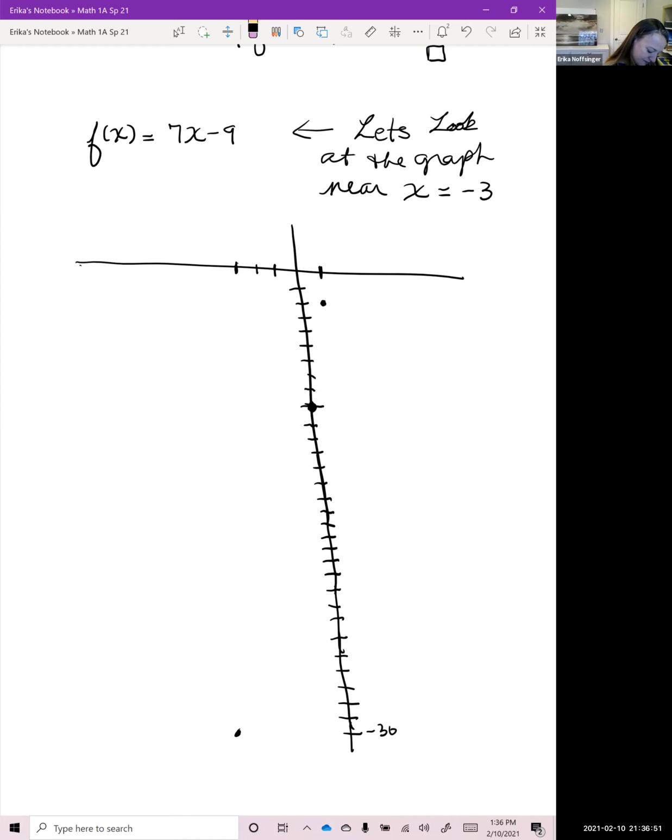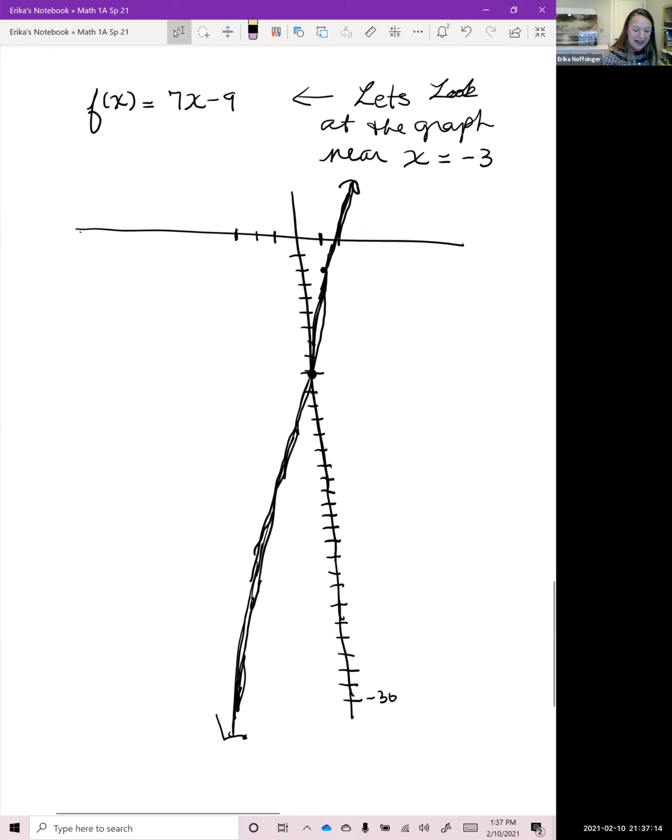Okay, so we have this line. If I can make it straight, I'm trying to make it straight. I know you guys have great imaginations and you can imagine that straight, right? Oh my goodness.